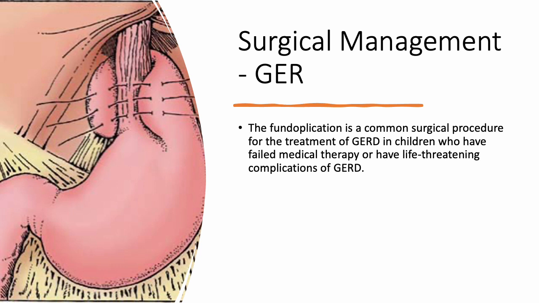With severe or life-threatening complications of reflux, they can also do a fundoplication, which you can see pictured here, which basically takes part of the stomach and wraps it around the area where the reflux was coming up. Typically, if we're performing this surgery, they're also having a G-tube placed.